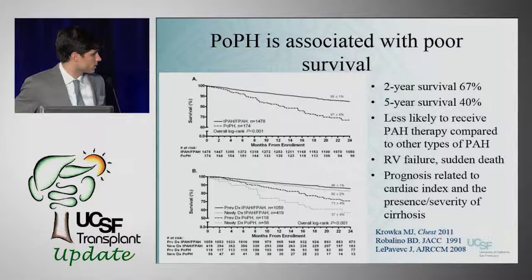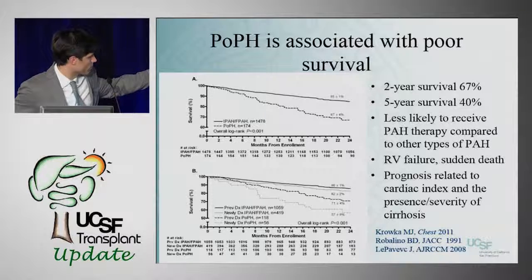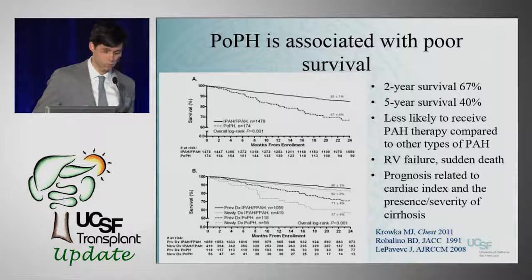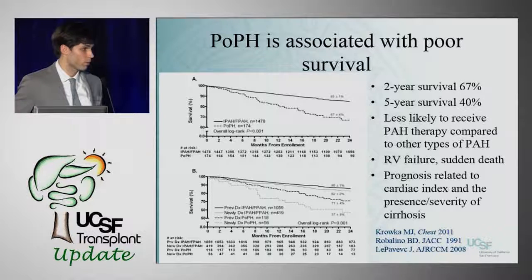Portopulmonary hypertension is clearly associated with poor survival. So these are just basically 2 Kaplan-Meier curves showing survival in portopulmonary compared to idiopathic. The portopulmonaries are the lines on the bottom in both graphs. We think of idiopathic pulmonary hypertension as a relatively severe disease with poor prognosis. Portopulmonary hypertension is clearly much worse. Some of that is due to the underlying liver disease. They can die for other reasons than just progressive heart failure.